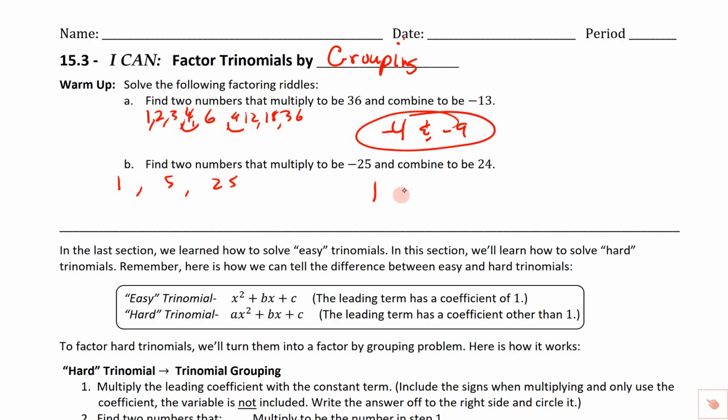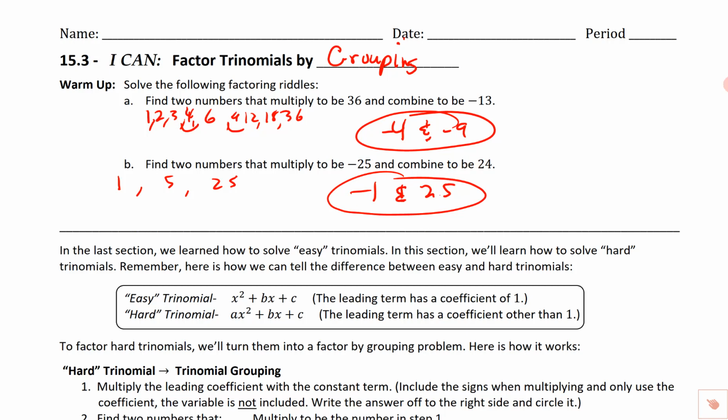So remember, we've got a 1 and a 25 right here, but if they multiply to be a negative, one of them has got to be negative. But if they're going to combine to be a positive, the bigger one has got to be the positive one. So this is going to be a positive 25 and a negative 1. So that is our answer right here. Again, let's just double check. They multiply to be negative 25, and then if we combine them, negative 1 plus 25, that'd be positive 24.